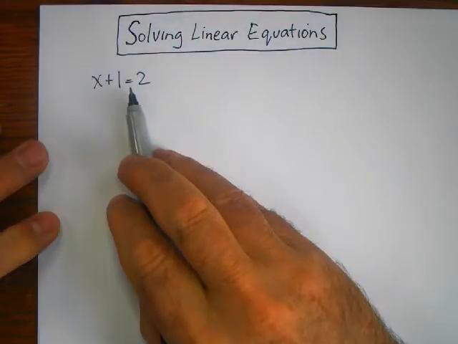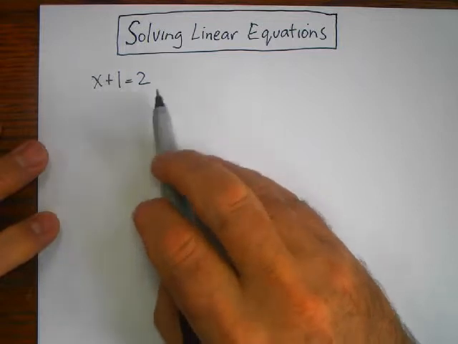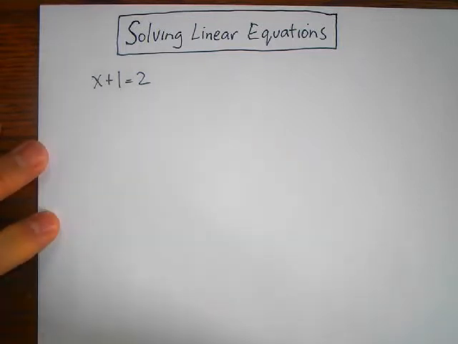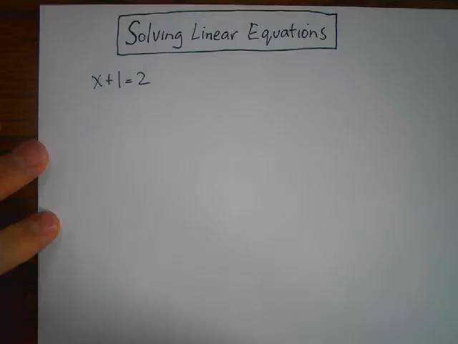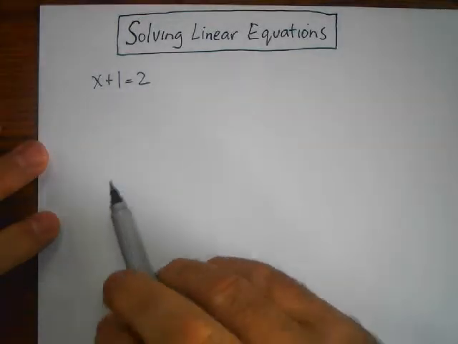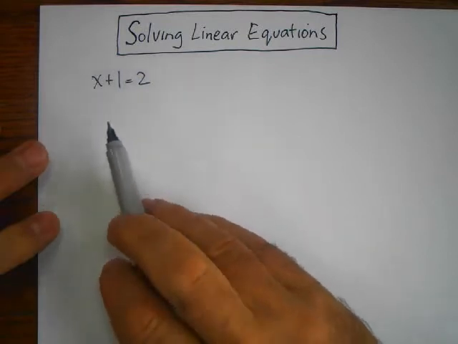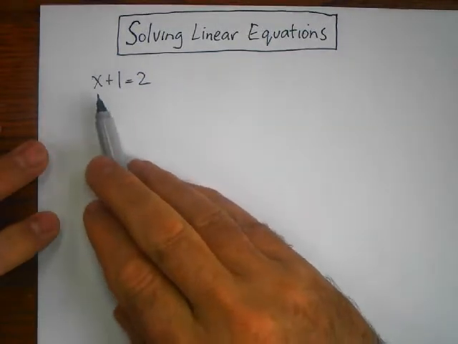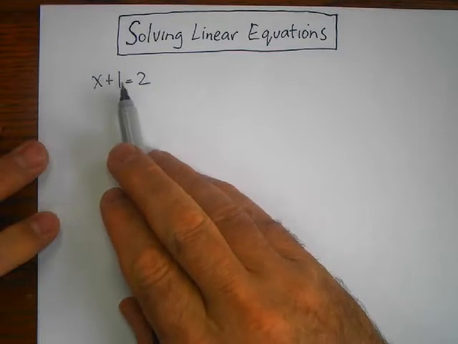It's an equation because it has an equal sign. It's got a left side, x plus 1. It's got a right side of 2. Now, this equation is pretty straightforward. The whole purpose of solving an equation is to find the value of the variable, which is x in this case, that makes the equation true.